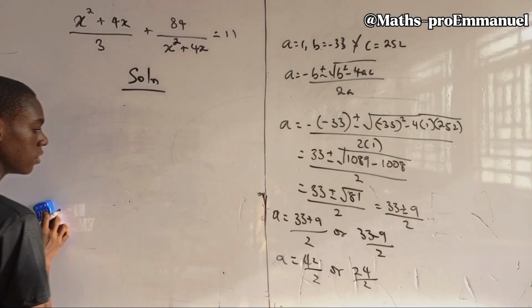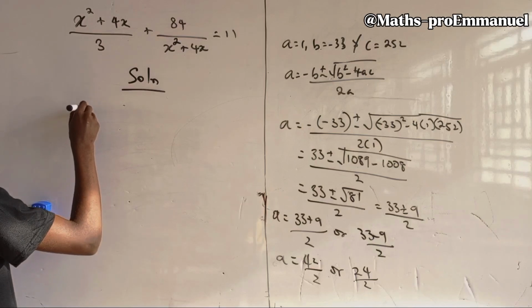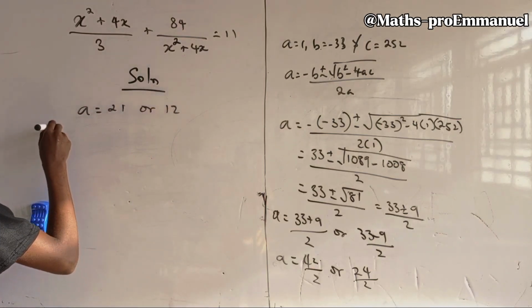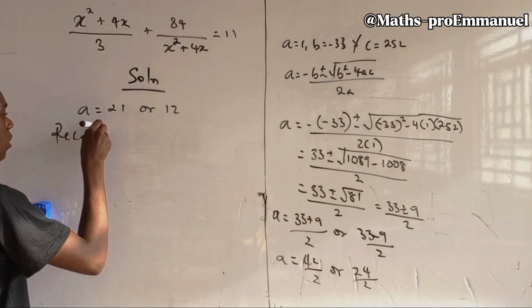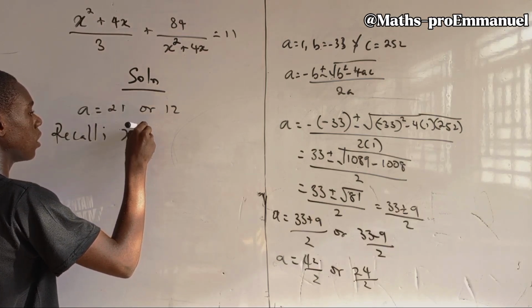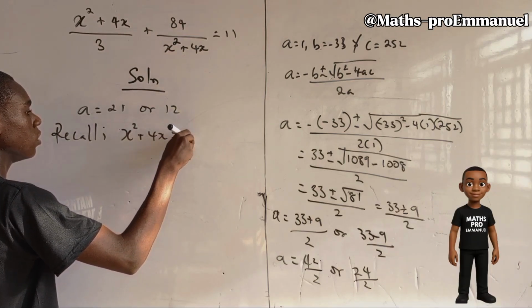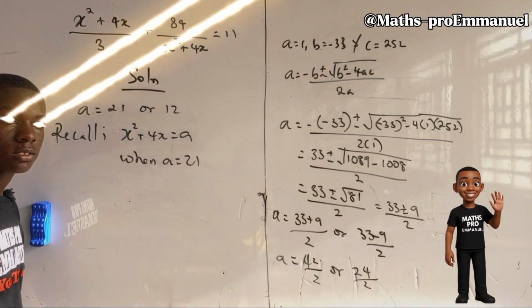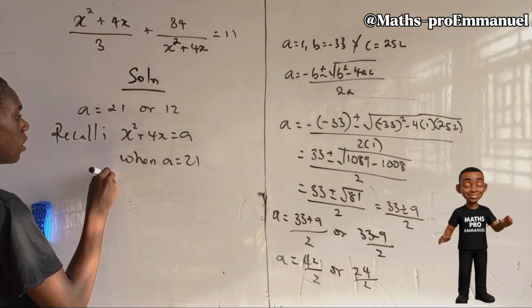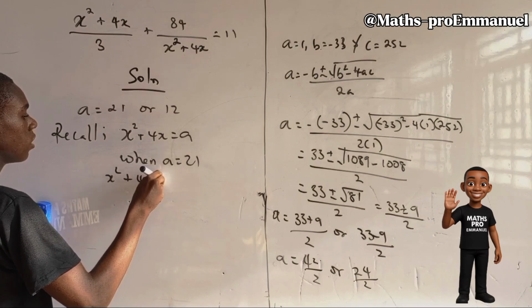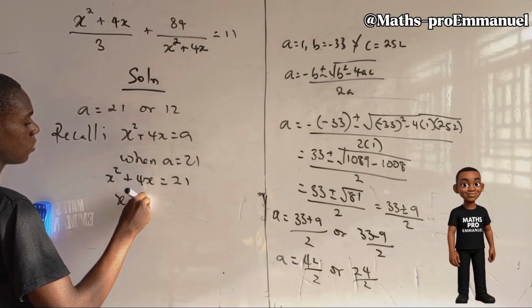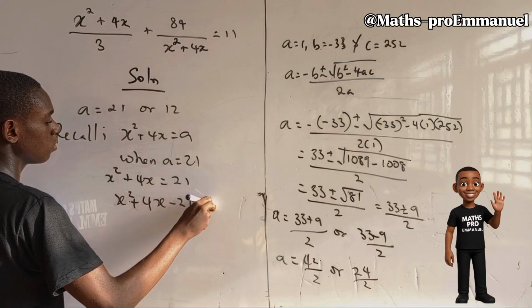So very fast, divide the two fractions and a will be equal to 21 or 12. So now I'm going to recall what I said. I recall that x squared plus 4x is equal to a. So now when a is equal to 21, x squared plus 4x will be equal to 21, and x squared plus 4x minus 21 will be equal to 0.